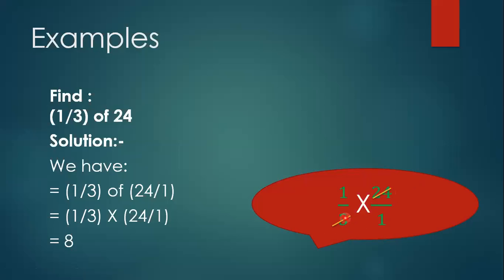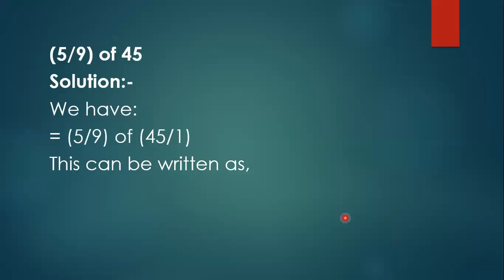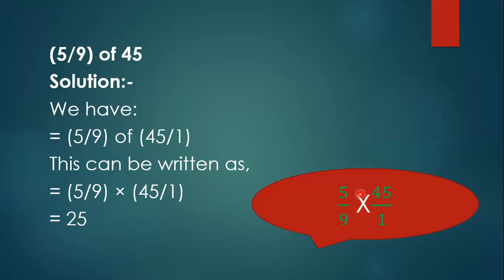Okay, very good. Suppose we have another question: 5 by 9 of 45. Whenever I have 5 by 9 of 45, what am I going to do? I am going to write 5 by 9 multiplied by 45 by 1. Why am I writing multiply? Because whenever there is "of", I need to remember a very simple thing. If we have "of", just convert it into multiply. Alright? Okay then. So what will we do? We'll write 5 by 9 multiplied by 45.